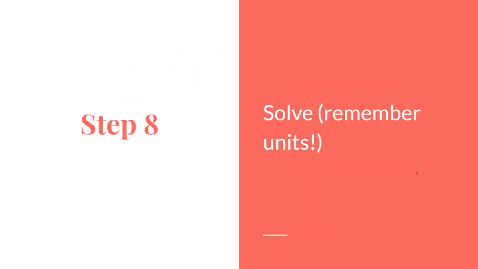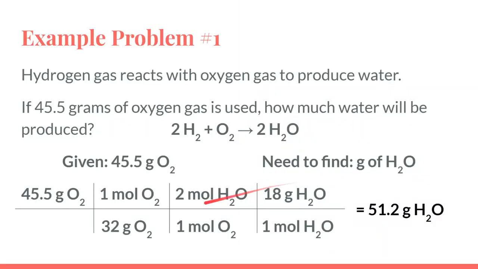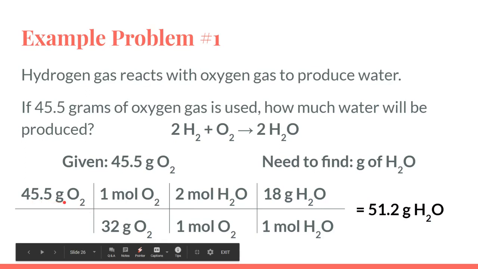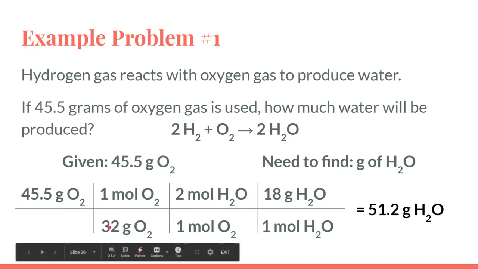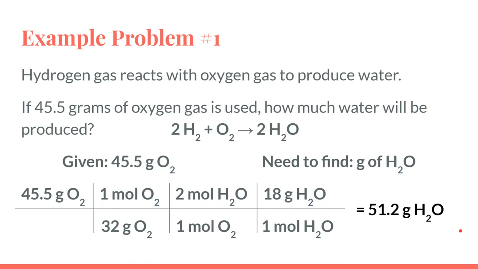The last step is to solve and to remember to put units and labels on our answer. So we would go through and do 45.5 times 1 times 2 times 18 divided by 32 divided by 1 divided by 1 to get an answer of 51.2 grams of water. It's extremely important that you put a unit and a label on your answer. And that's it. That's reaction stoich. Shouldn't be as scary as I talked it up to be, but you should be prepared to understand this with a couple of my example problems.